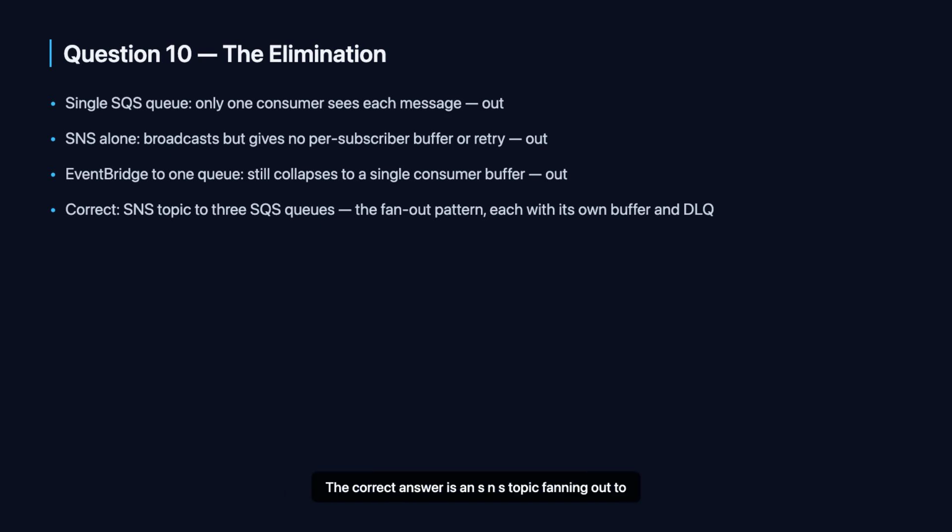The correct answer is an SNS topic fanning out to 3 separate SQS queues. Picture SNS as a newsroom printer stamping out the story, and each queue as a journalist's own inbox. Every service gets its own copy, its own buffer, and its own dead letter queue. If one is down, its inbox piles up safely while the others keep working.